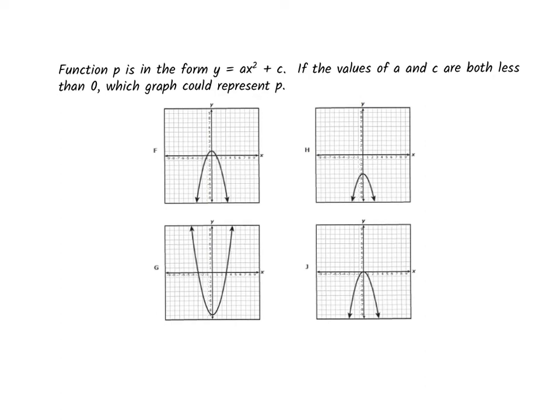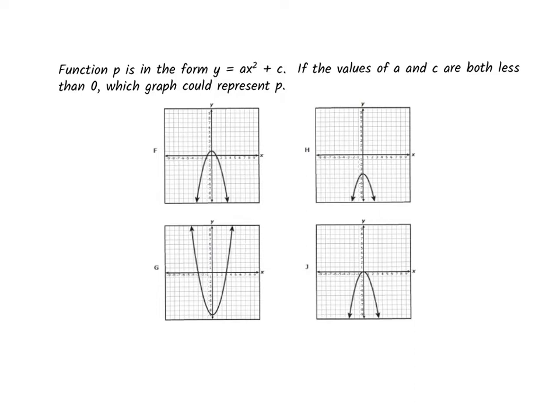Okay, so number 2, we have another function p, and it doesn't matter, guys, if it's f of x, p of x, g of x, h of x, even t of x. I mean, it doesn't really matter. They're just variables. Okay, and it tells us it's in the form y equals ax squared plus c. If the values of a and c are both less than 0, which graph could represent p? So a and c are both negative.